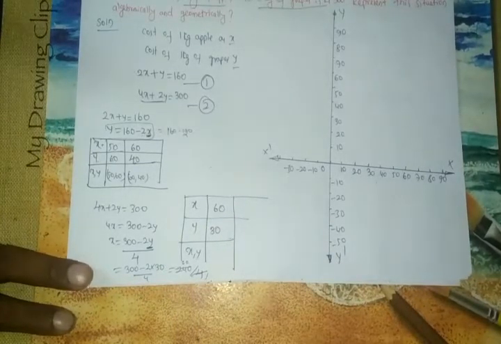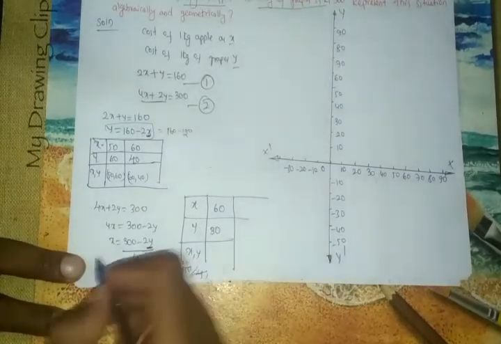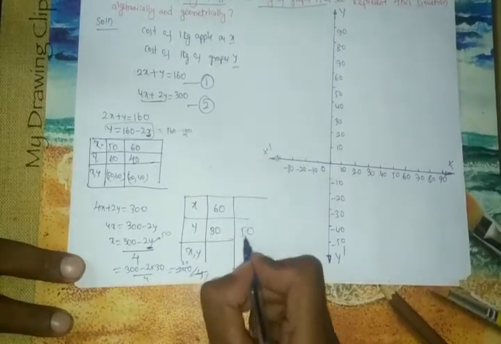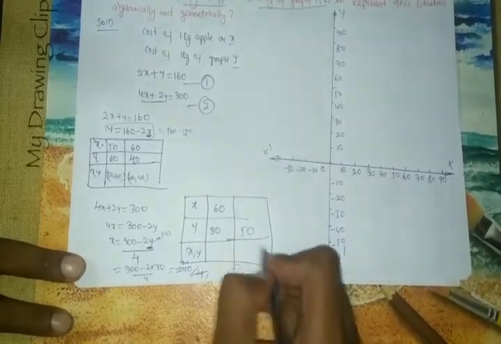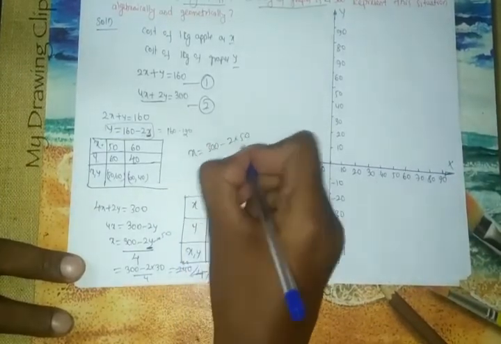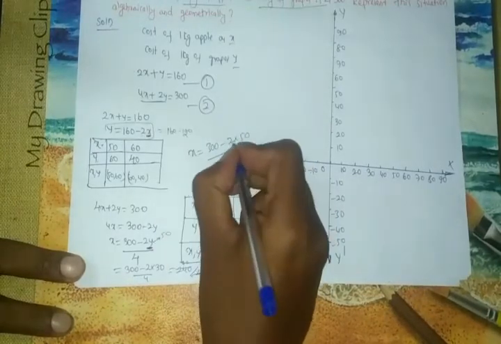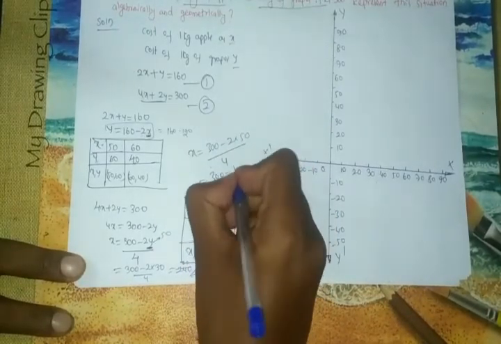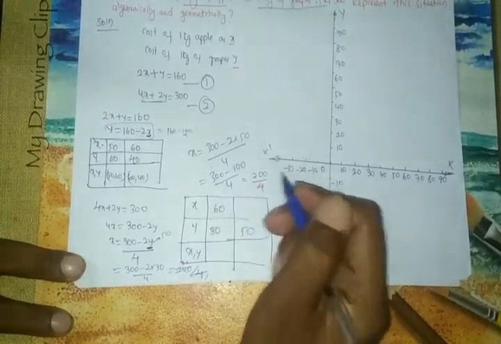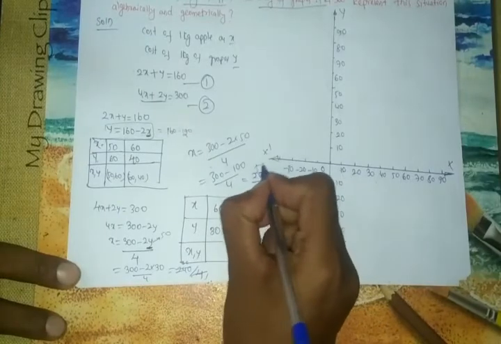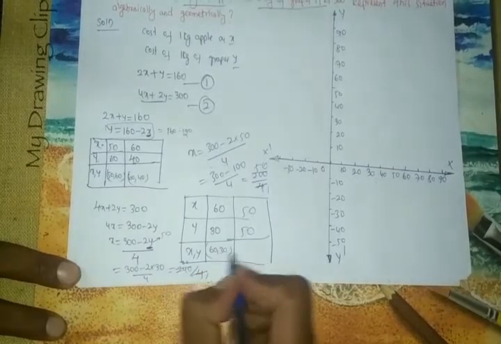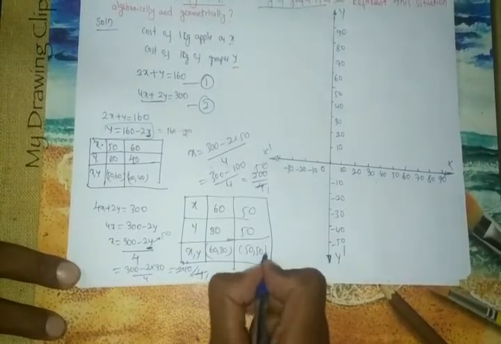Now let me take another value of y. Say when y is 50, the corresponding value of x is x equals 300 minus 2 into 50 divided by 4. This is 300 minus 100 divided by 4, or 200 divided by 4. So this will be 50. x is 50. So I got 60 comma 30 and 50 comma 50.